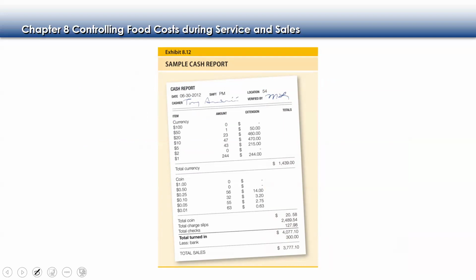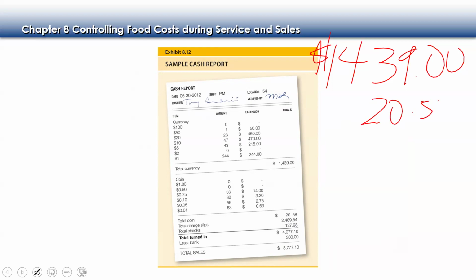So let's talk about our cash report. Here we have an example of our cash report. Currency is dollar bills, is paper. Coins is coins. So in this case, I have $1,439 in bills. I have a $50 bill. I have one of it. That's $50. My coins, the same thing. I'm going to add up my quarters, my dimes, my nickels, my pennies. My total coins is $20.58.